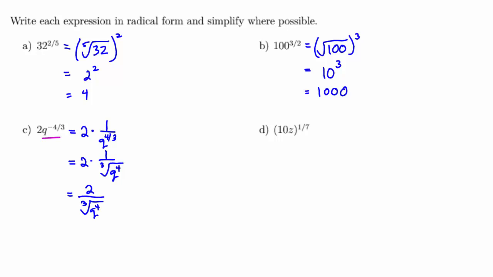In our last example, we have 10z, that expression, raised to the 1/7 power. Noticing that 10z is in parentheses, so that whole expression is raised to the 1/7 power. And the 1/7 power corresponds to the 7th root of 10z to the 1, or just of 10z. So we'll turn this into the 7th root of the expression 10z.